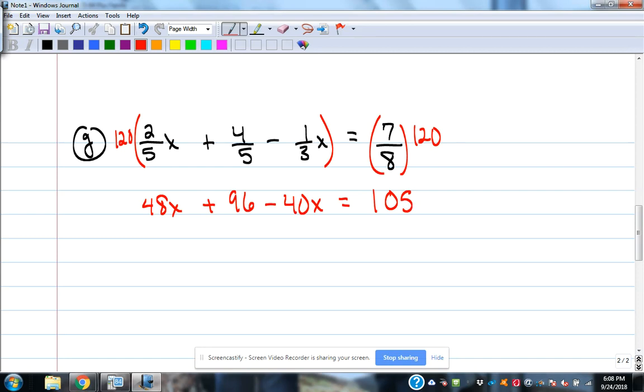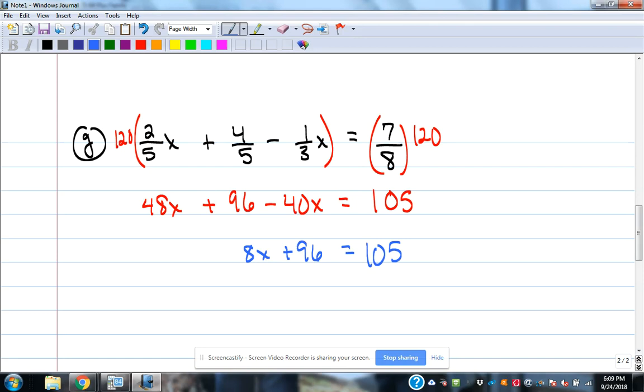Now, those are fairly large numbers, but they're not fractions. We can deal with that, right? That makes it a little bit easier on us. Now I look at the left side, it's got 3 things on it. Can I put 2 of them together? Yes, 48x and negative 40x together would be 8x. So we have really 8x plus 96 equals 105. Well, that's not too bad.